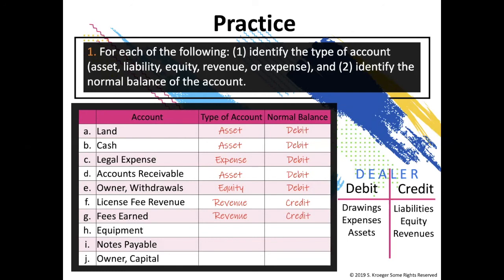Okay, letter H, we have equipment. What type of an account is that? That would be an asset, and assets have debit balances. Letter I is notes payable. Remember, anytime we see the word payable, what type of an account is it? It would be a liability. Looking at our mnemonic over here, liabilities have a credit balance. Lastly, letter J, owner's capital. Capital is part of equity. And in this case, we'll use the equity over here to represent a capital, which is a credit balance.